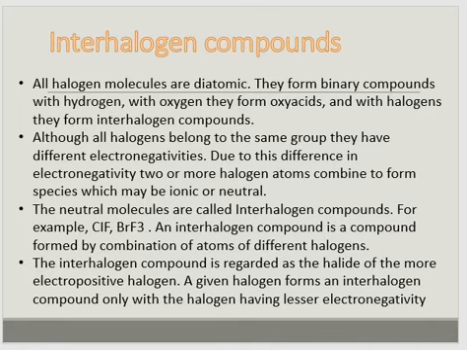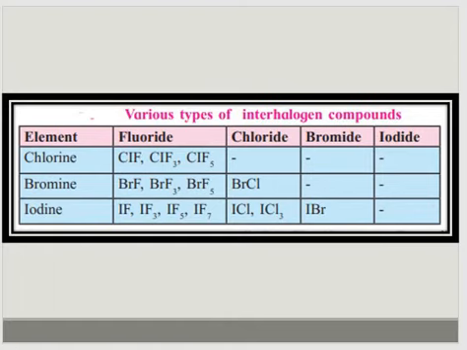Now let's study more about interhalogen compounds. These are some examples. Here Cl is less electronegative and fluorine is more electronegative. Again Cl is less and fluorine is more. In every interhalogen compound you will get to see one less and one more electronegative element is involved to give you interhalogen compound.